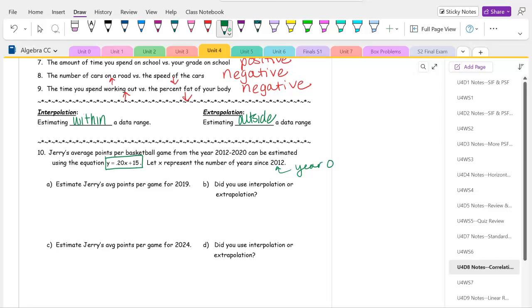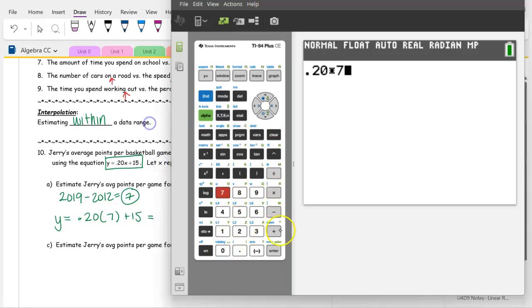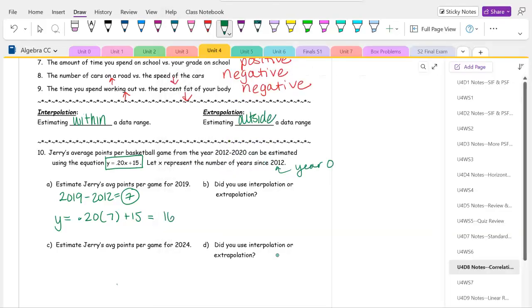So the first thing we need to figure out is how many years have passed between 2019 and 2012. So to do that, we just go ahead and subtract, and we should see that there are 7 years. And now that 7 is going to go in place of X. And then we're just going to type this into our calculator. And we get 16.4. And this is points.